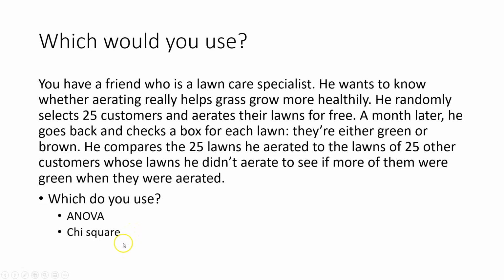Okay, so in this situation, he's doing one of two things. He's either aerating or not. That's your independent variable. And the dependent variable is whether the lawn is green or brown. So you'd have to use a chi-square to compare the percentages that were green in each of the two groups.